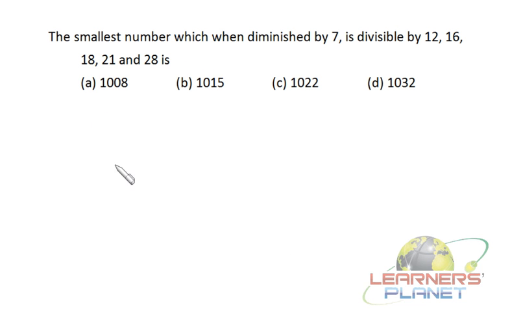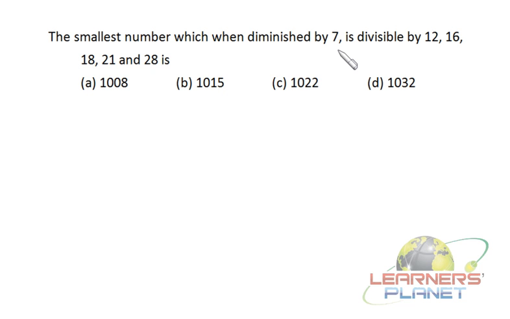Now let's see this problem. The smallest number which when diminished by 7 is divisible by 12, 16, 18, 21 and 28 is. The regular method is that we have to find the LCM of 12, 16, 18, 21 and 28. Then we have to find a multiple of that which is closer to the options. Then we have to deduct. Then we have to add 7 to that LCM or a multiple of LCM to get the answer. So that process will be really tedious.